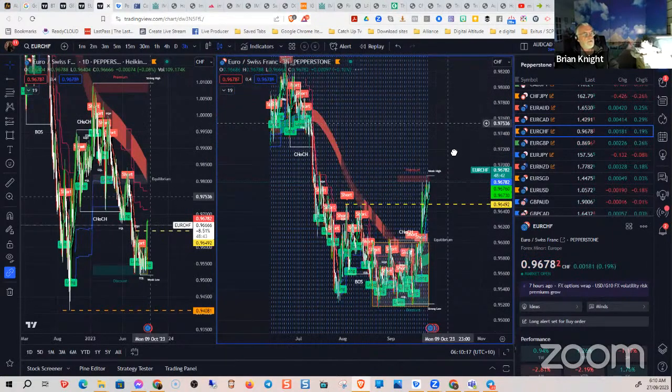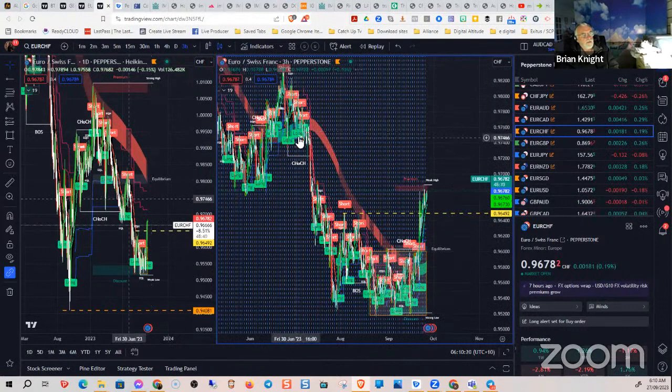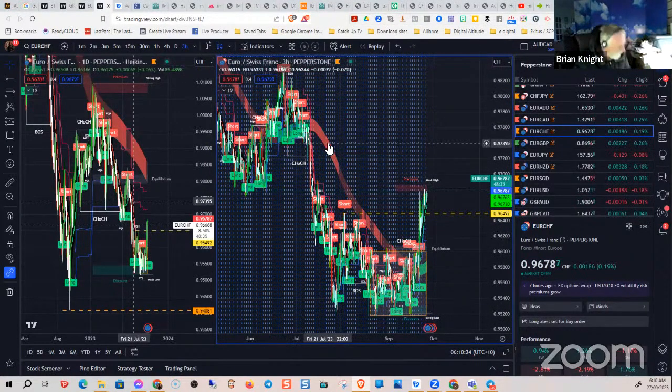Anybody got thoughts on this one? I think it's coming back up here somewhere. I just don't know what news event it's going to be or what's going to happen to bring all of these Swiss francs and get them to turn. It's going to be interesting.